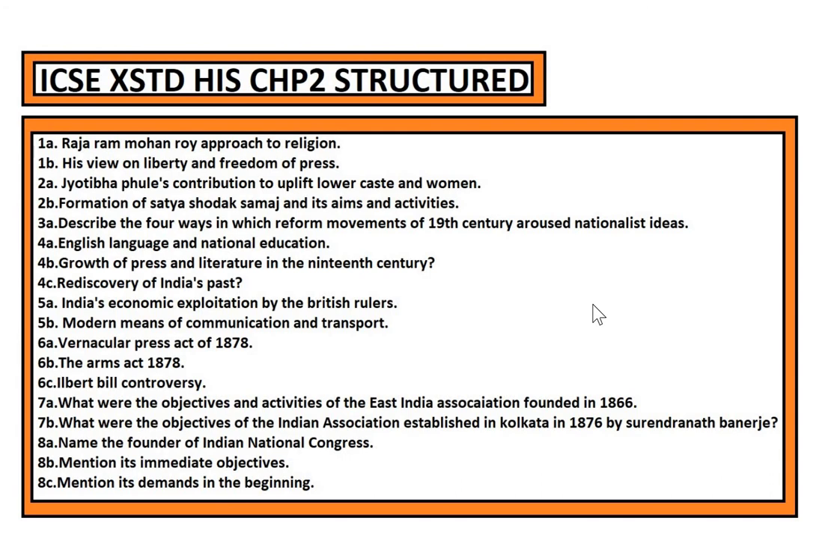To train and organize public opinion in the country, to decide upon the political tasks to be undertaken during the ensuing year. Mention its demands. The most important demands were expansion of the legislative councils, reduction of military expenditure, holding of the Indian Civil Service examination both in England and India, spread of both general and technical education, wider employment of Indians in the higher services, people's right to carry arms, and appointment of a royal commission to enquire into the working of Indian administration.